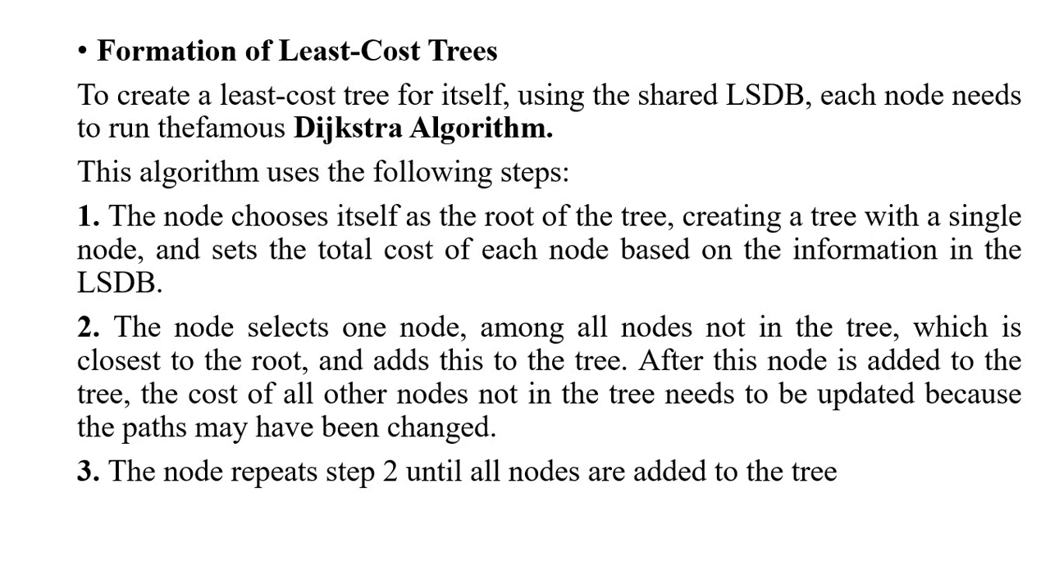Here the node chooses one node as the root, and from this root it will try to develop a tree. How it will develop the tree: from its root node it will first link one neighbor node, next it will link another neighbor node. Each neighbor node will be made as a link based on its lowest value, that is the link cost. So the node chooses itself as the root of the tree, creating a tree with a single node, and sets the total cost of each node based on the information in the LSDB.